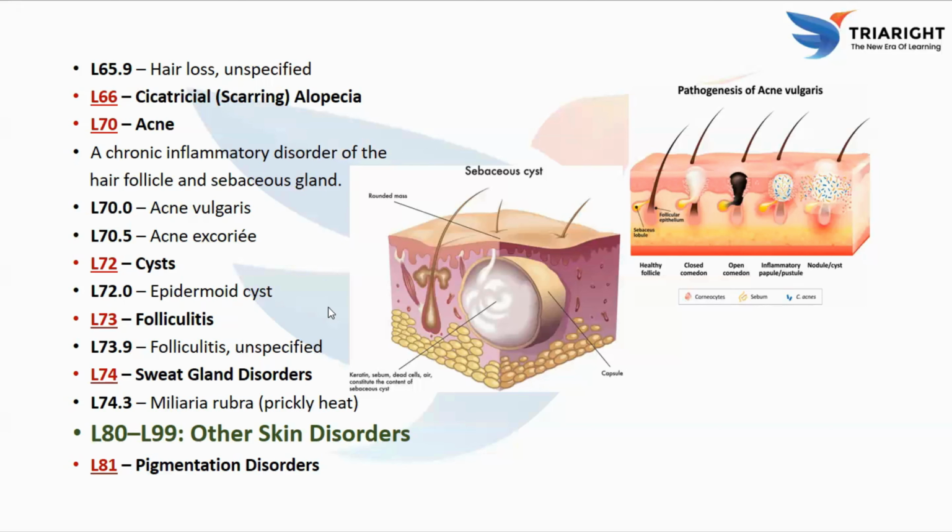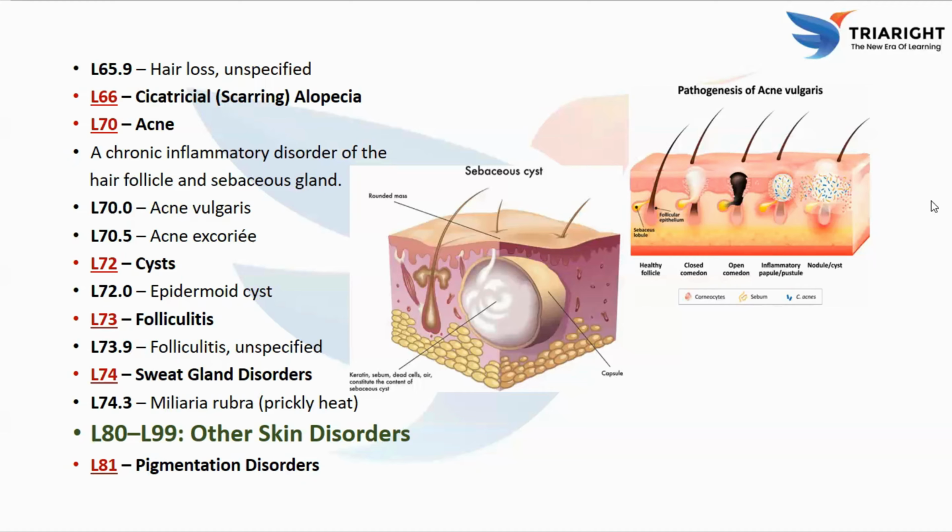So what about L70 code? It is assigned for acne. How do you define acne? It's a chronic inflammatory disorder involving the hair follicle and the sebaceous oil glands. How is it triggered? By excess sebum, keratin blocking pores, bacteria, and also hormones. There are two subcodes. L70.0 is for acne vulgaris, the common teenage or adult acne, whereas L70.5, acne excoriee, is a skin lesion caused by excessive picking or scratching.